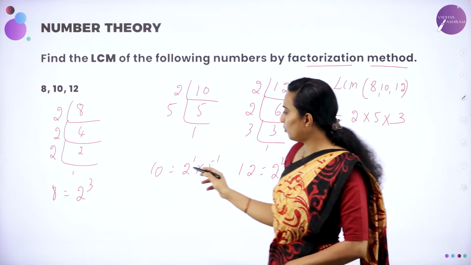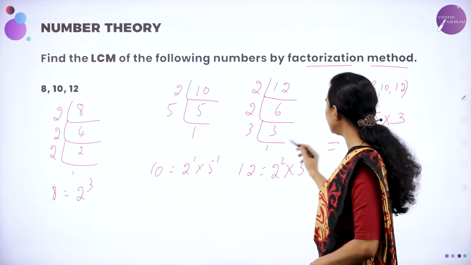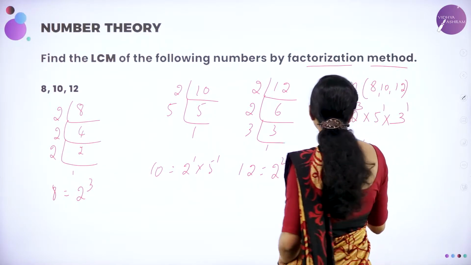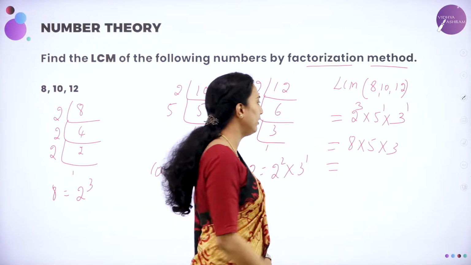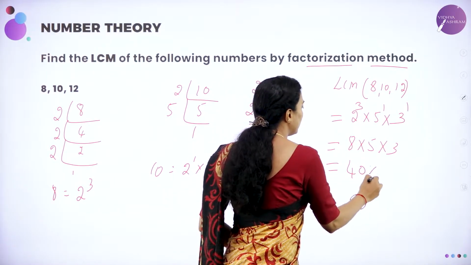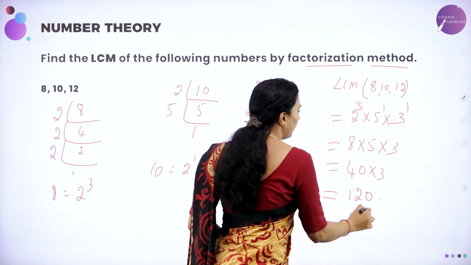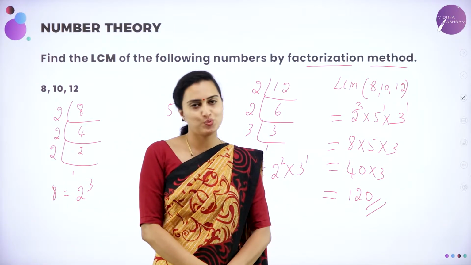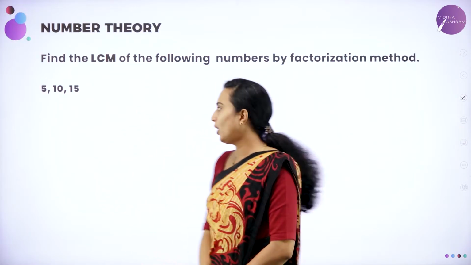So 2 is repeated, what is the highest power? Highest power is 3. 5 highest power is 1. 3 highest power also 1. So 2 cube is 8 into 5 into 3. So the answer will be 8 5s are 40 into 3. So 3 4s are 12. 120 is the LCM of 8, 10 and 12. Is that so easy? We'll be moving on to the next problem.